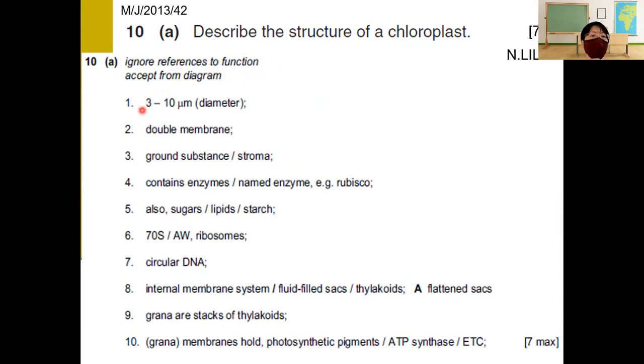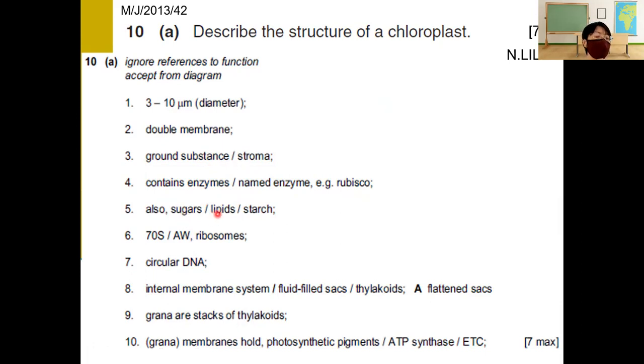So if you memorize the size between 3 to 10 micrometer in diameter is 1 mark. So you can write any value between 3 to 10. Okay, it's double membrane. The ground substance is stroma. Okay, the liquid filled space is stroma. Then it contains enzyme, or you name the enzyme, like just now we mentioned all the enzymes already, right? So it contains enzymes, or you name the enzyme. It also may contain sugar. Definitely it's got sugar because it synthesizes TP, right?